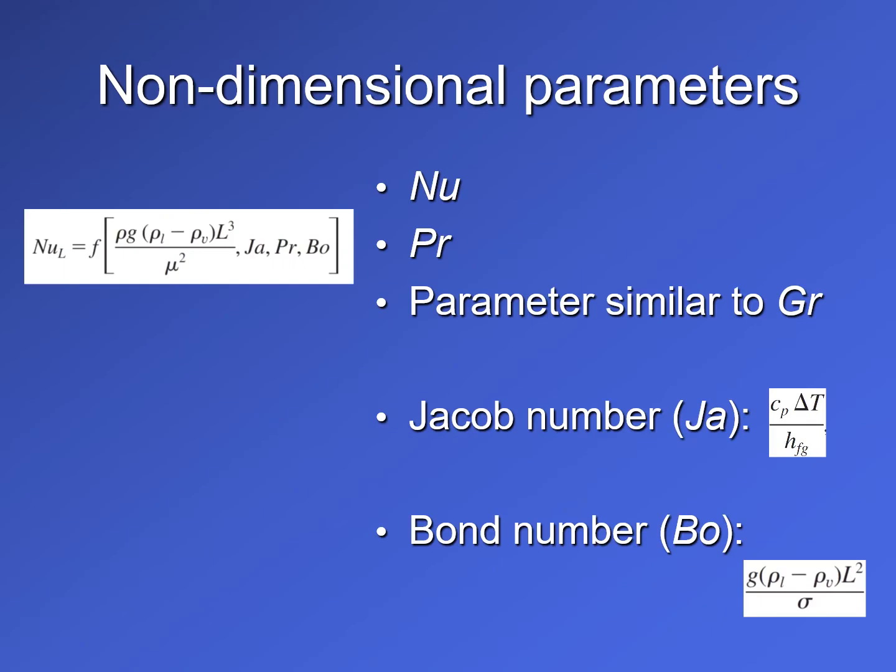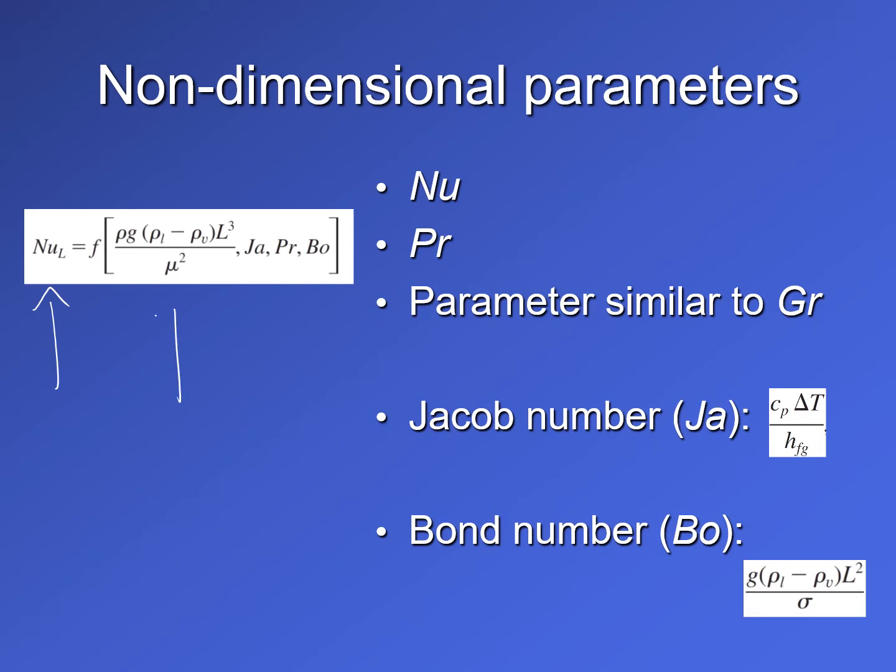In boiling, we have typically 5 non-dimensional parameters that are important. Actually, these non-dimensional parameters are important in both boiling and condensation. So the Nusselt number, of course, which we are interested in finding, because we ultimately have to calculate the heat transfer coefficient, and then the Q, the watts, the rate of heat transfer. So the Nusselt number depends on these 4 non-dimensional parameters.